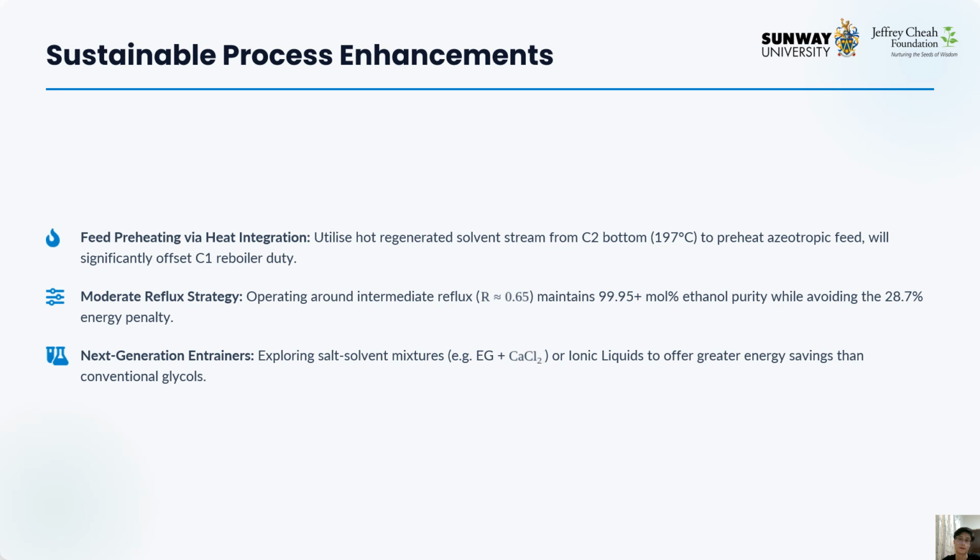So to address these penalties, we propose three key sustainable enhancements. First, feed preheating via heat integration, using the hot regenerated solvent from C2 bottoms to preheat the incoming azeotropic feed. This will significantly offset our C1 reboiler duty. Second, operate at an intermediate reflux, approximately 0.65. It still secures 99.95 mole% purity while bypassing the 28.7% energy penalty. Lastly, we explore solvent mixtures or even ionic liquids to unlock even higher energy efficiency.